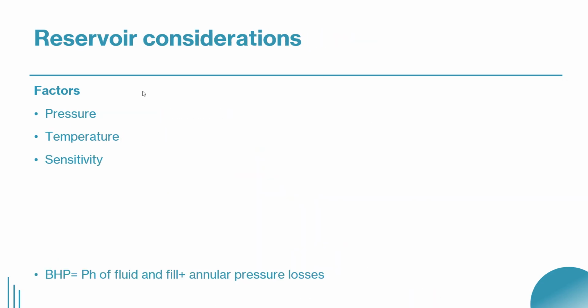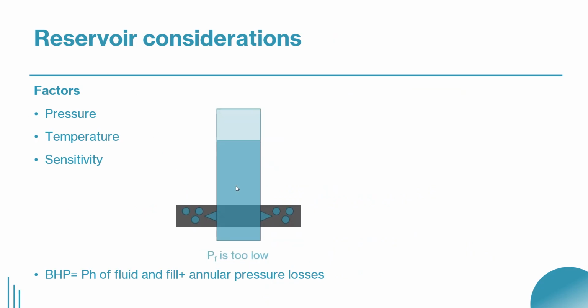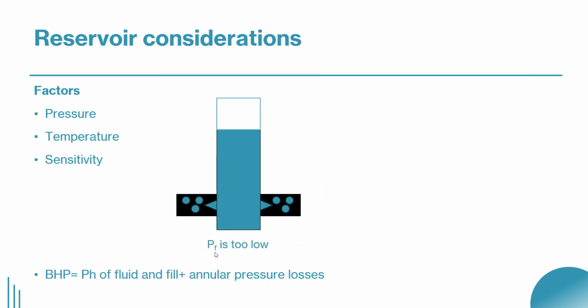The second consideration is reservoir consideration: pressure, temperature, and sensitivity. Starting with pressure, because this is the most important factor in reservoir consideration. As you can see in this case, the formation pressure, PF, is very low. So circulation cannot be established or maintained at surface. As you can see, the fluid level is here. There is no return at surface.